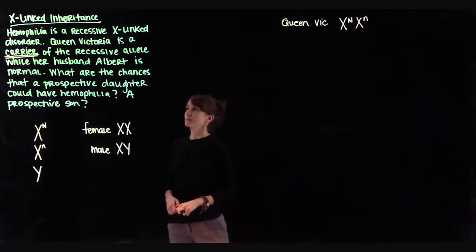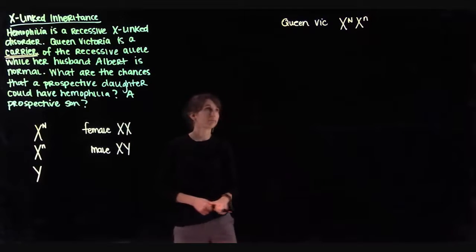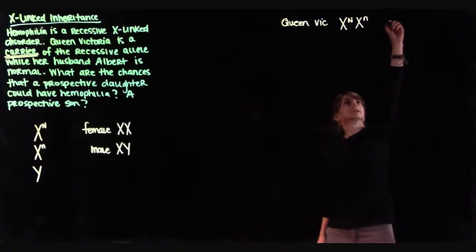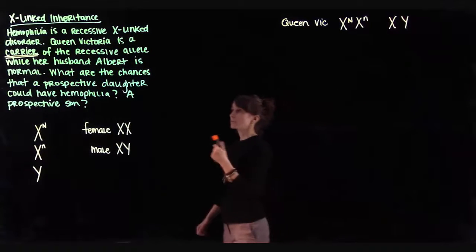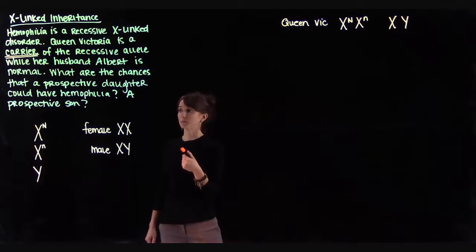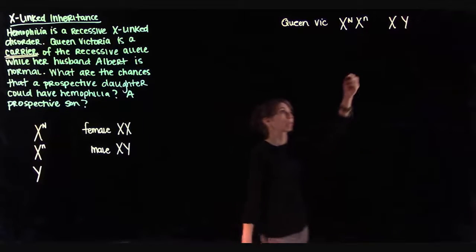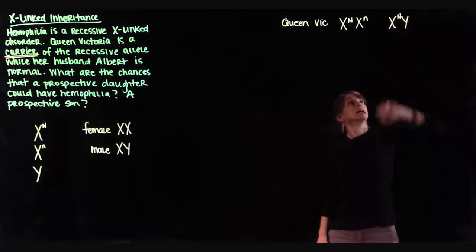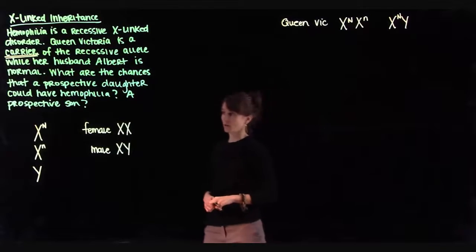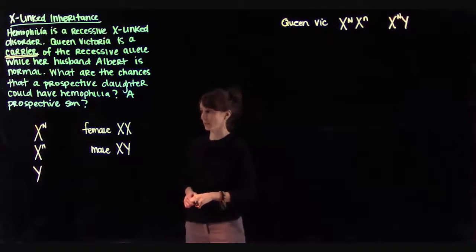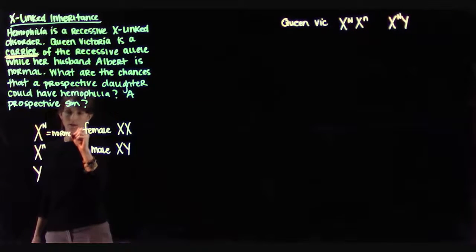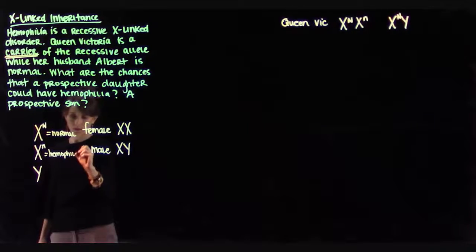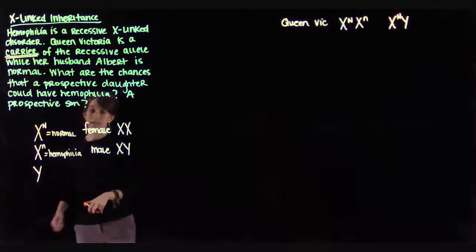And her husband Albert is normal. Since Albert is a male, he's going to need an X chromosome and a Y chromosome. And since we're told that he's normal, he must be X big N with a Y. If he were X little n with a Y, he would have hemophilia. So in this case, our X big N is for normal. Our X little n is hemophilia. And again, the Y chromosome does not carry that allele.